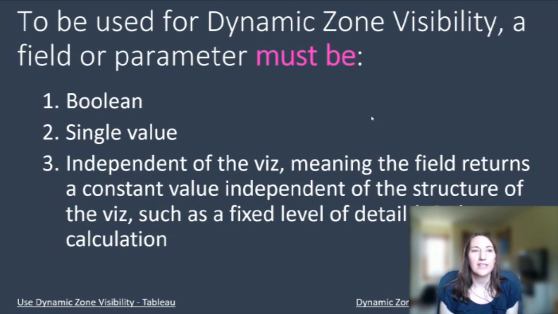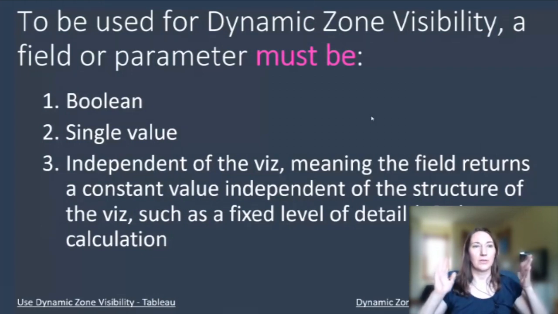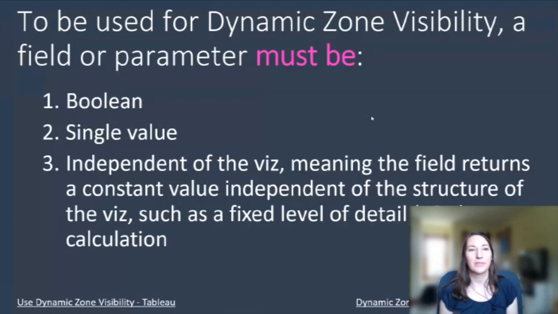And three is independent of the viz. So it can't be something where the user clicks on a chart and that triggers the dynamic zone visibility because of the data value that's in there. Maybe they'll get there someday, but currently that's not how dynamic zone visibility works. It's got to be a result that Tableau knows what the answer is at all times, and it's got to be Boolean. So this will make a little more sense when I show you the specific examples I have here.